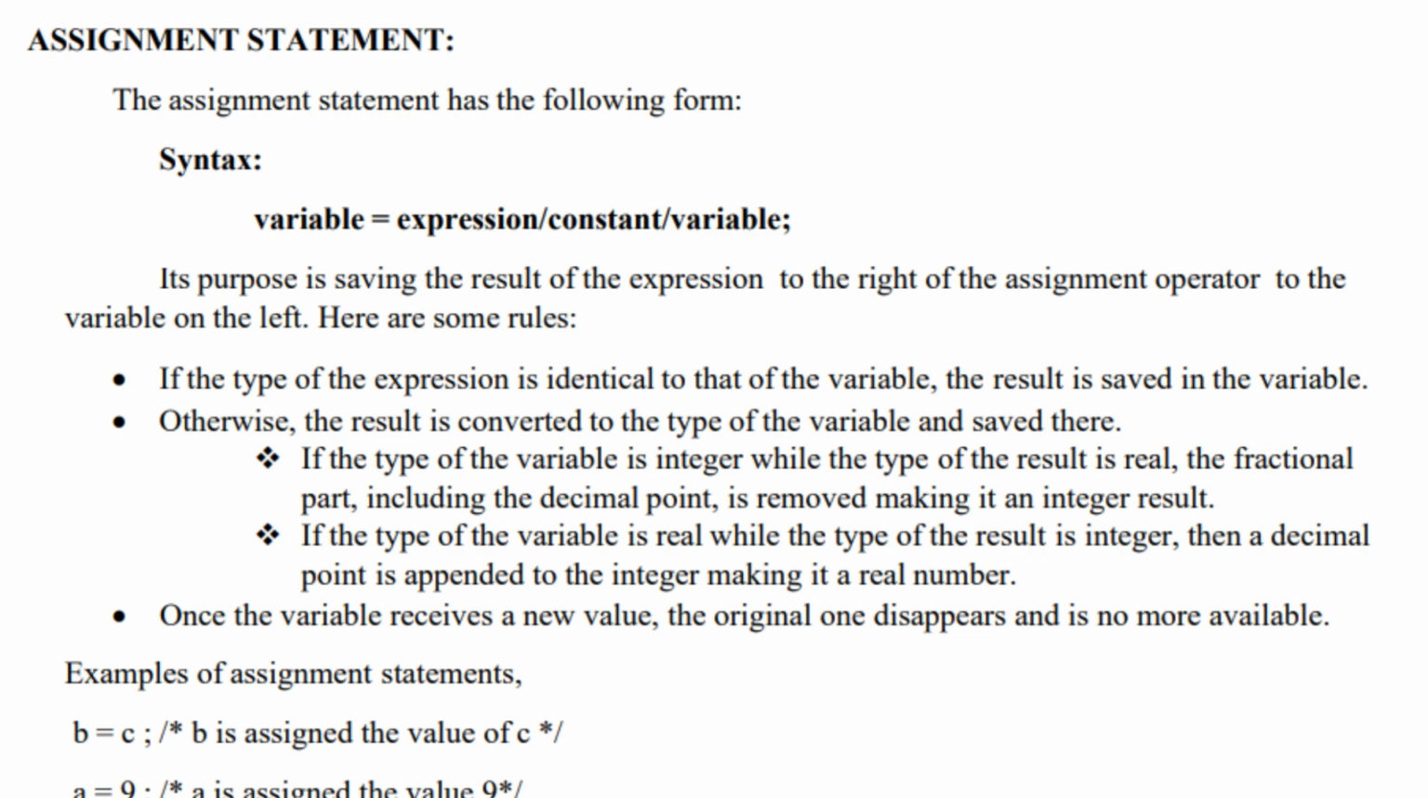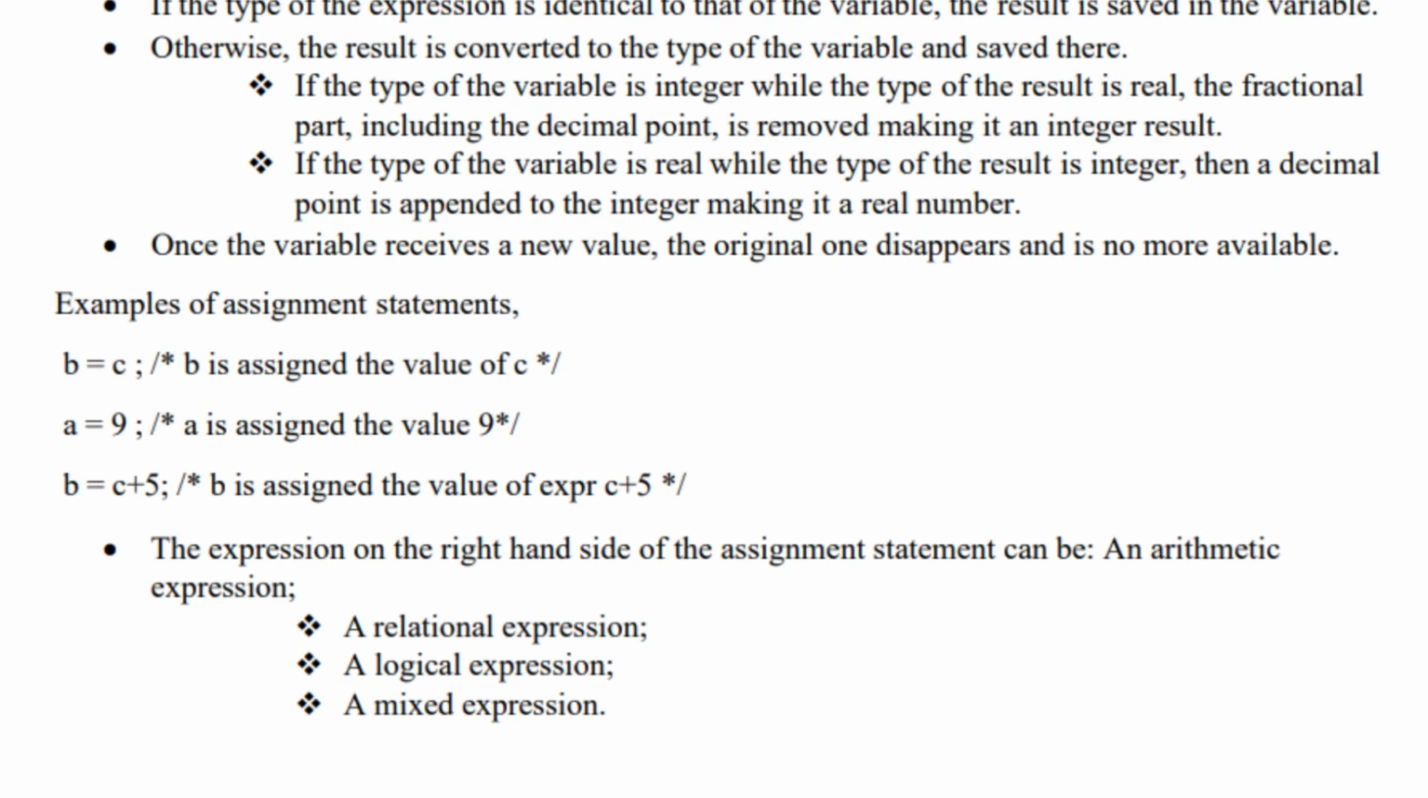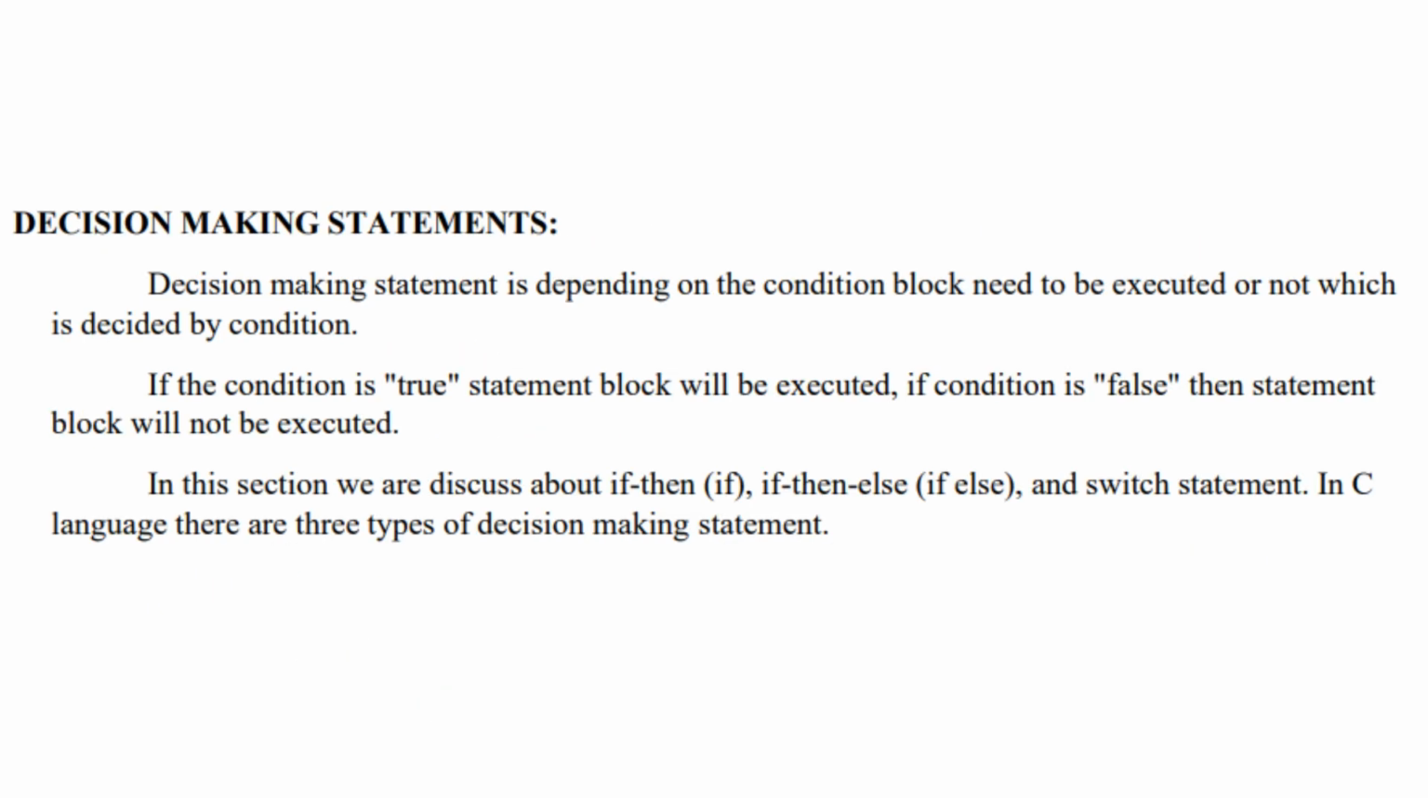If the type of the variable is integer while the type of the result is real, the fractional part, including the decimal point, is removed, making it an integer result. If the type of the variable is real while the type of the result is integer, then a decimal point is appended to the integer, making it a real number. Once the variable receives a new value, the original one disappears and is no more available. The expression on the right-hand side of the assignment statement can be an arithmetic expression, a relational expression, a logical expression, or a mixed expression.